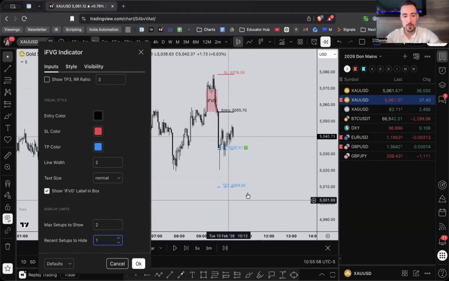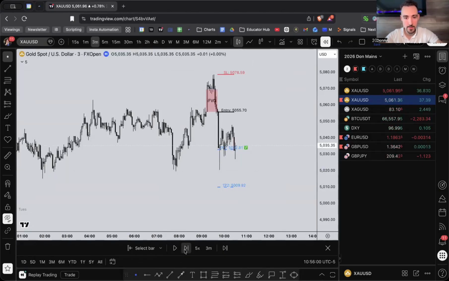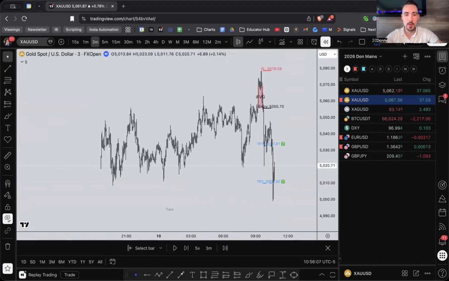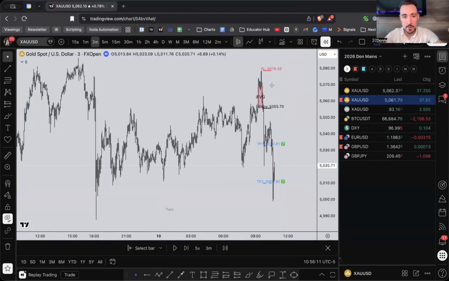So I can focus on the ones that I actually want to see on my chart. This is a huge upgrade from the last, V1 of the indicator. And so this is a setup that we had from that particular 3 minute time frame inversion. And again, what are we targeting? Obviously, the indicator by default is giving 1-to-1 and 1-to-2 risk rewards for TP1 and TP2 respectively.